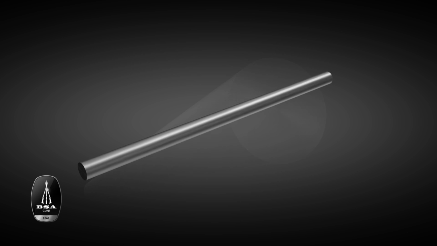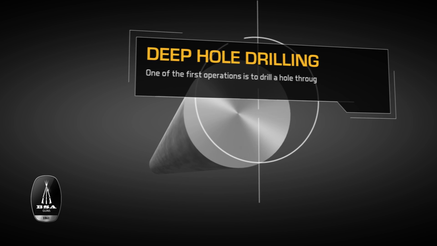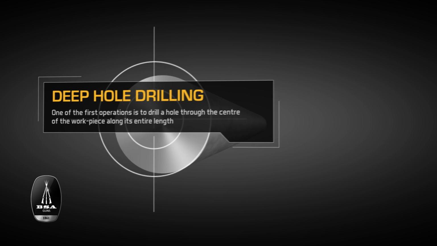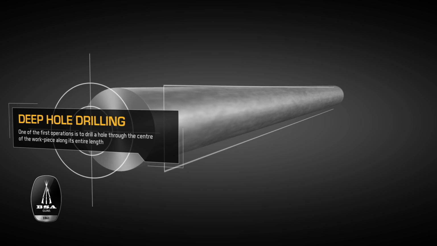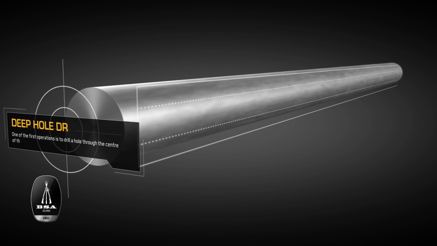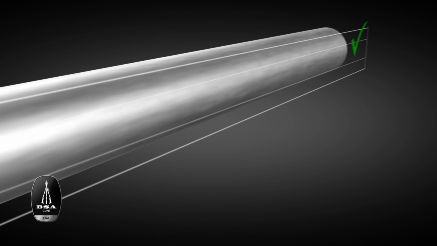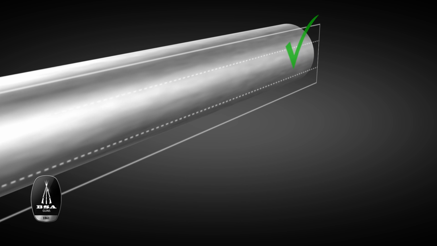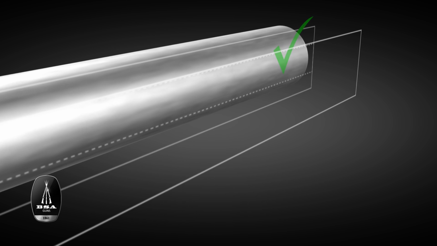The first thing we do at BSA Guns is chamfer the edges, and then drill a hole all the way through the center of the workpiece in an operation called deep hole drilling, or gun drilling. This may sound straightforward, but there's more to it than you might realize.